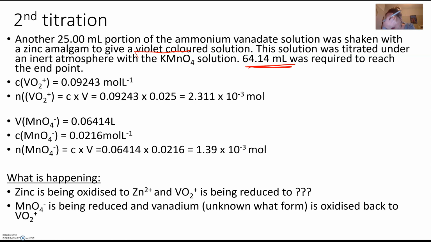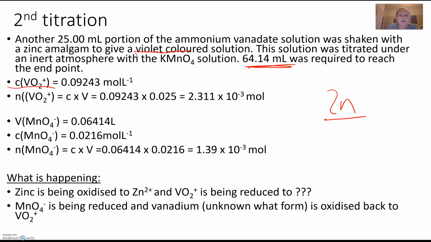Okay, so what we do here is the zinc amalgam is like a mixture of zinc and something else to make it more stable. You can effectively just assume it's going to be zinc in its normal state. A bit mean to put that there, I think. So we know that we've got VO2 plus in our ammonium vanadate solution.